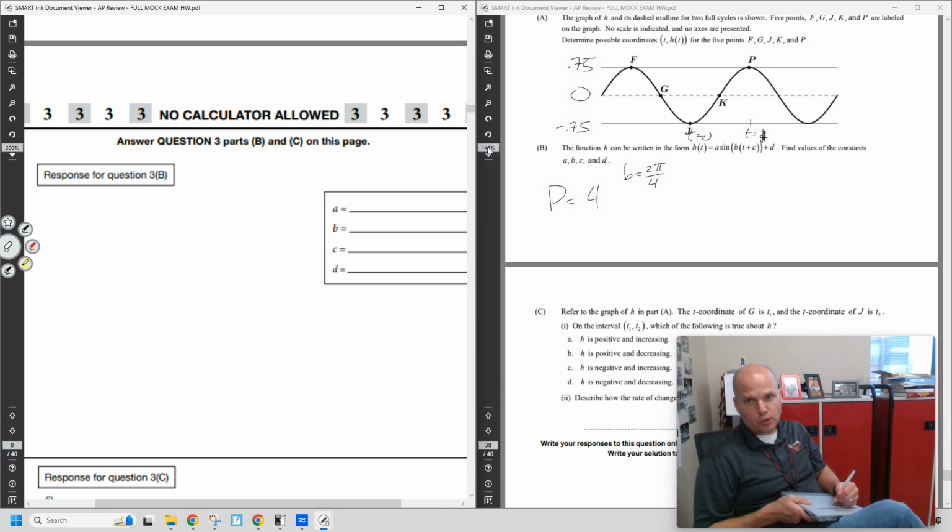So the period is 2. It takes 2 seconds: 1 second for half the period, 2 seconds, negative 1 to 1. So the period's 2, so B is pi. If I'm going to start at J, I don't have to shift things left and right, so I can keep C as 0. However, I start at the minimum, so I need a negative A. The amplitude is 0.75.